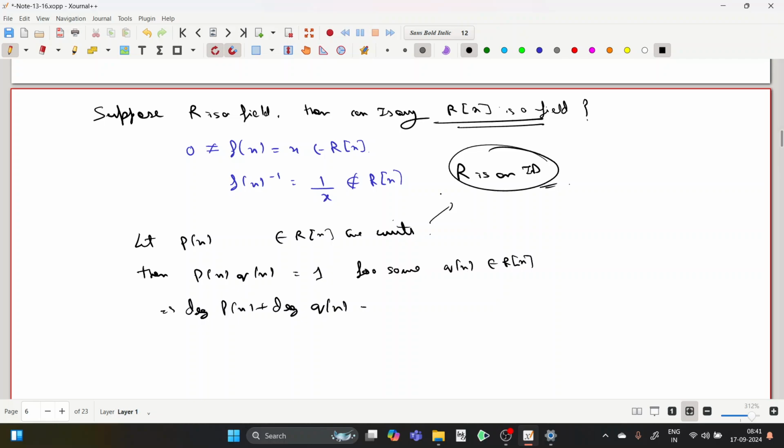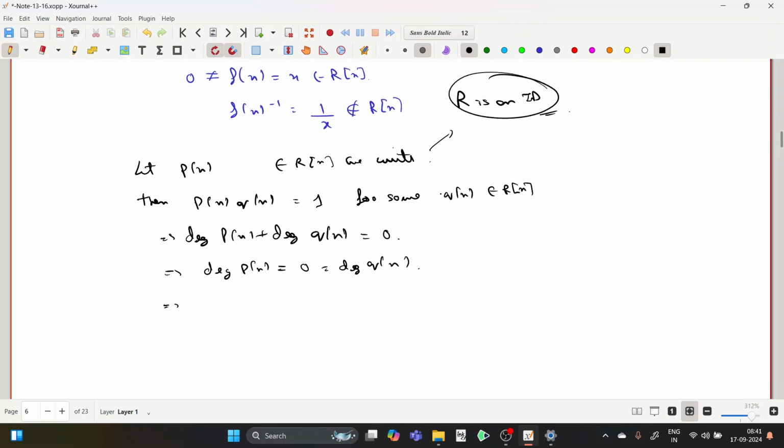But the degree on the right hand side is 0. It has no indeterminate term. But degree is always a non-negative quantity, right? And for two non-negative quantities to add up to 0, the only possibility is that both of them are 0. They are in fact non-negative integers. So it is quite precise to observe that the degree of p(x) and the degree of q(x) are both 0.